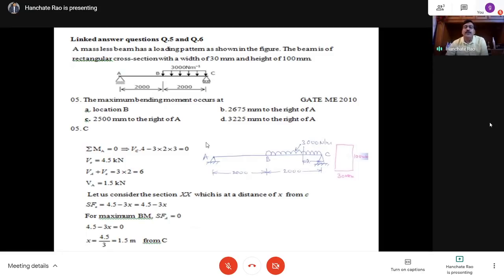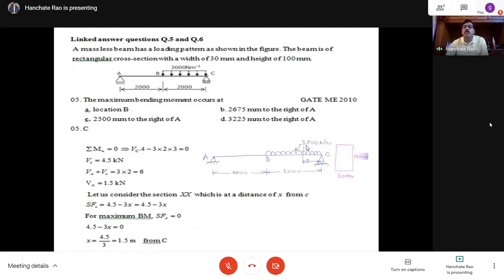Okay. Before that, we have to find out the reactions. In a simply supported beam, we have to first find out the reactions. So let us take reaction at A as VA, reaction at C is VC. Take moments about any one support. So if you take moments about A, VC into 4 is equal to 3 into 2 into 2 plus 1. Because the centroid acts at 1 meter midpoint. So 2 plus 1, 3. So from this we get the reaction at C.